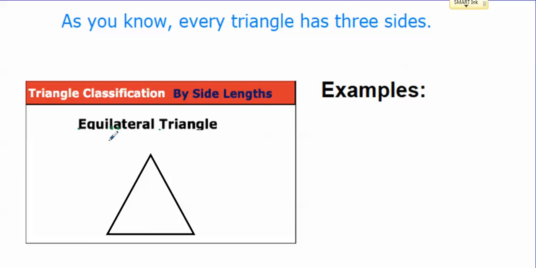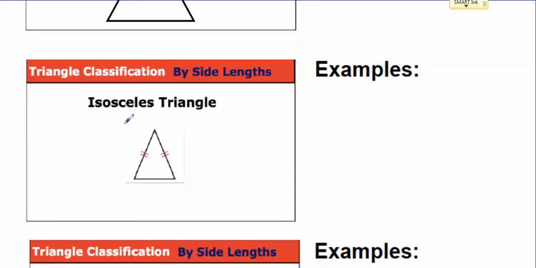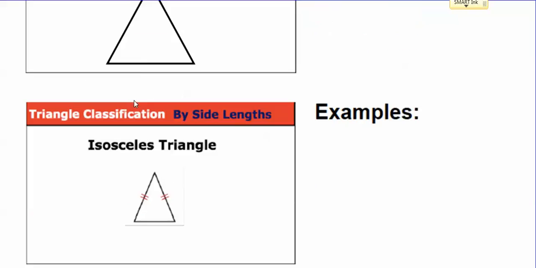Okay, hey, welcome to your first lesson on triangles. We're going to start with just 3 definitions: equilateral, isosceles, and scalene, and what these mean.